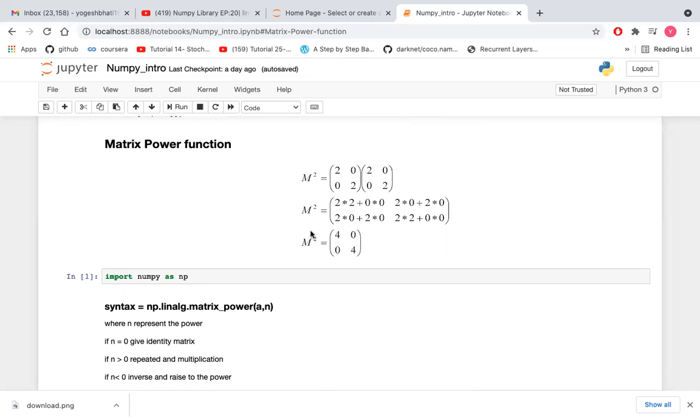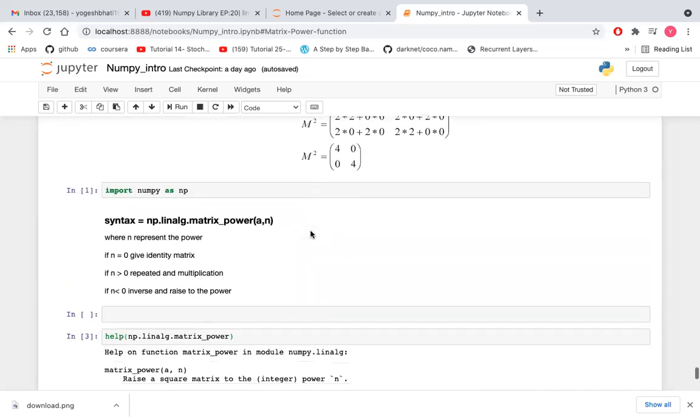So to use the matrix power function, first of all we have to import numpy as np. After that, what is the syntax used to calculate a matrix power? This is the syntax: np.linalg.matrix_power(a, n), where a is the matrix on which we want to do the matrix power, and n is the power. linalg represents linear algebra, because matrices come under linear algebra, so we use np.linalg.matrix_power to calculate the power of a matrix.